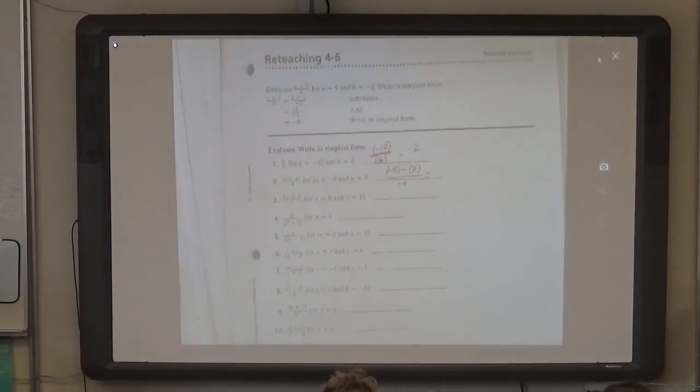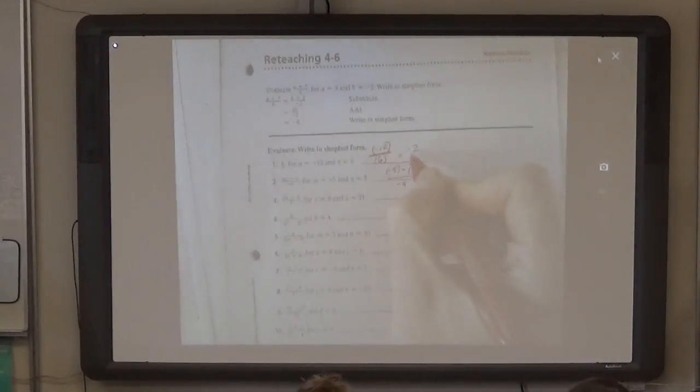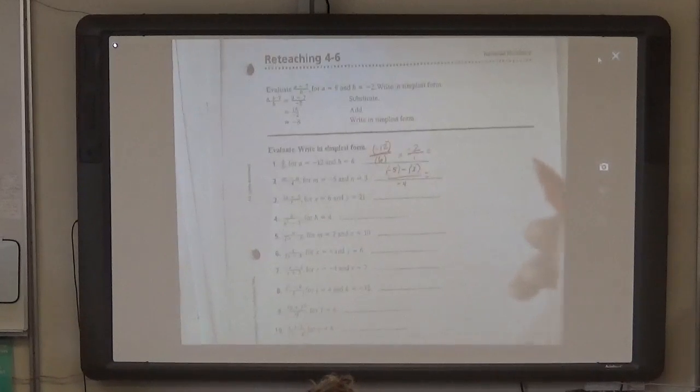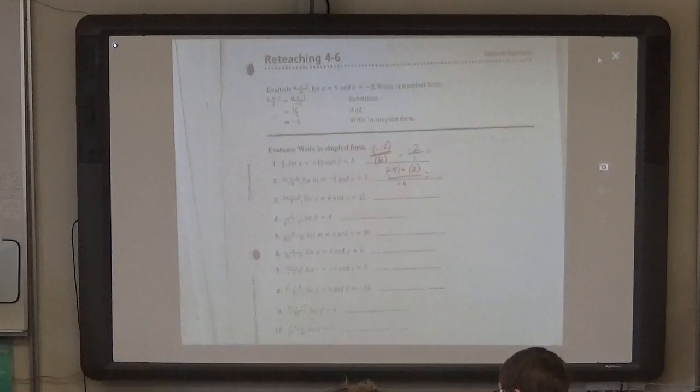Why for number 1 don't we put negative 2 over 1? Well, again, any number that's over 1 is just a whole number. If you put negative 2 over 1, would it be wrong? No, I wouldn't count it wrong, because we're working with fractions. But if you just write negative 2, that's okay.